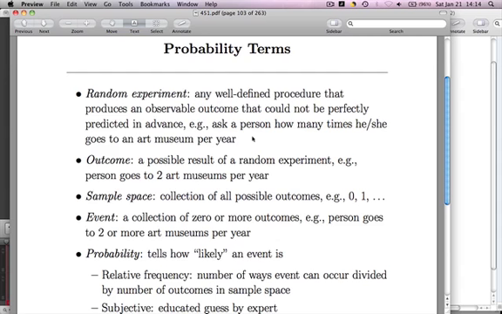Okay, so we're going to be learning a set of rules that will enable us to combine probabilities and information about expected costs and revenues in various ways to make better decisions.